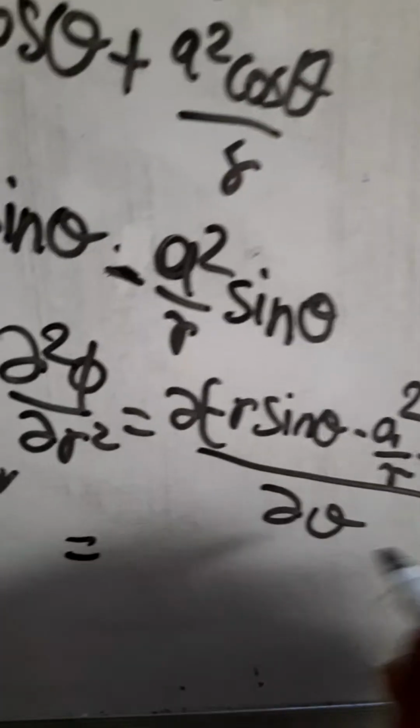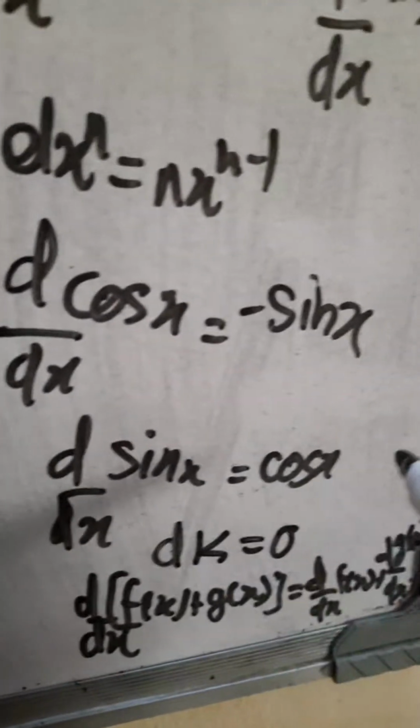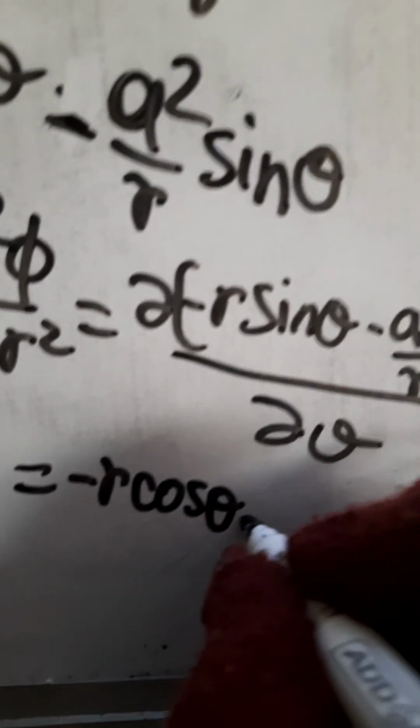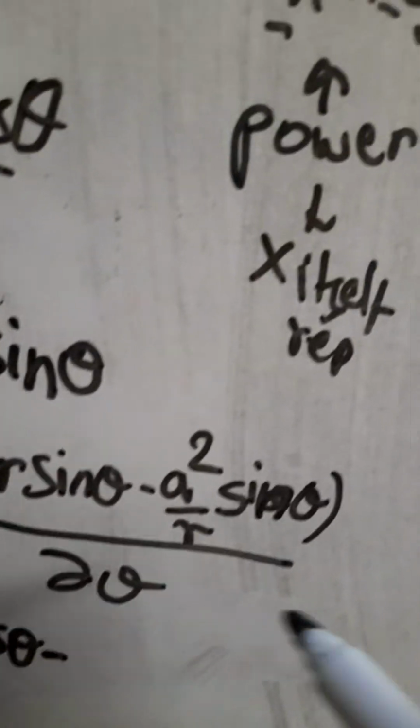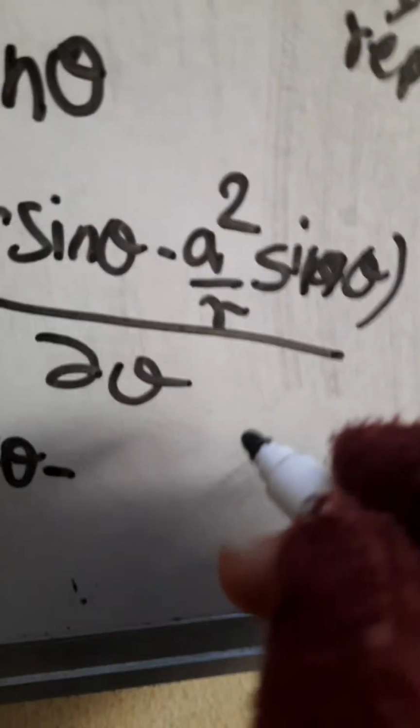So I would just do it faster and I would explain it later. Okay. r is outside. The sine theta derivative is given here. The derivative of sine x is cos x, so cos theta, minus, and again the derivative of sine theta is cos theta.